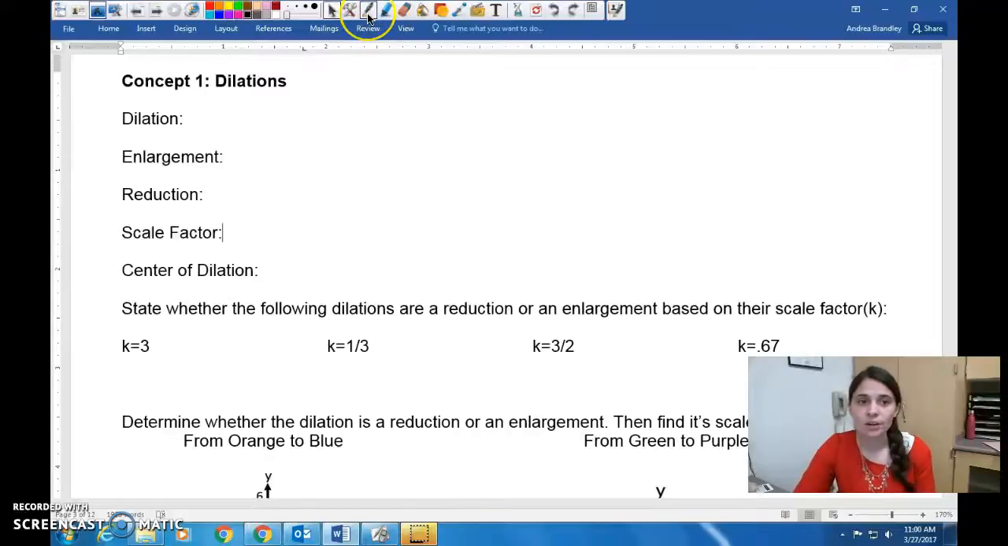All right, so this video's concept is talking about dilations. So I'm going to go ahead and start with some definitions, and they may seem a little abstract at first till we start looking at examples, but I think they'll give us a good foundation for where we're going.